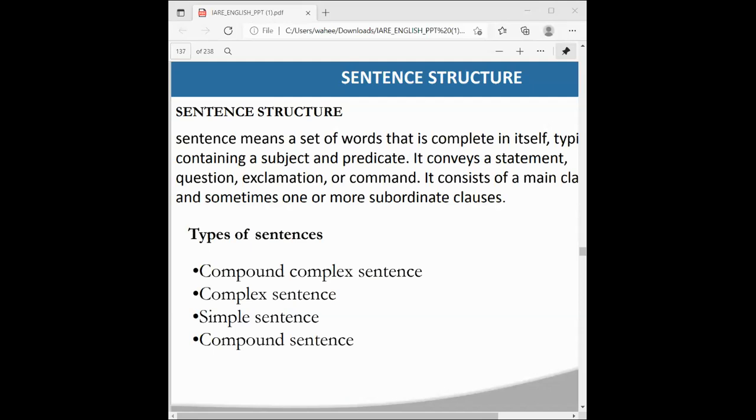Then we go to the types of sentences: simple sentence, compound sentence, complex sentence, and compound-complex sentence. These are the four types of sentences that we are going to study. First we'll start with the simple sentence.